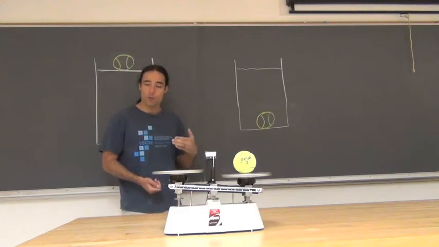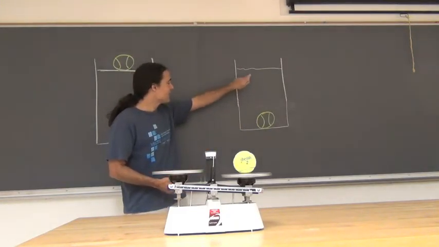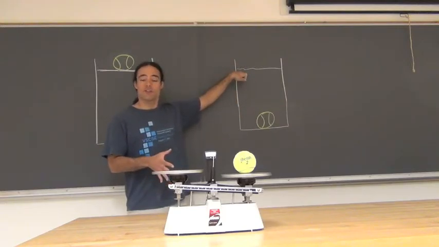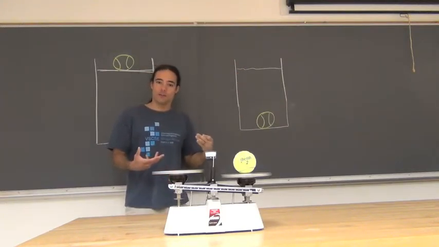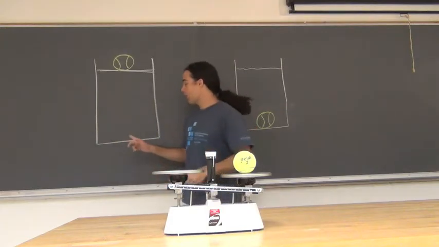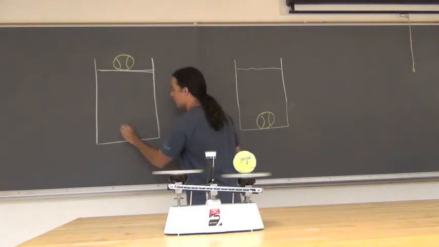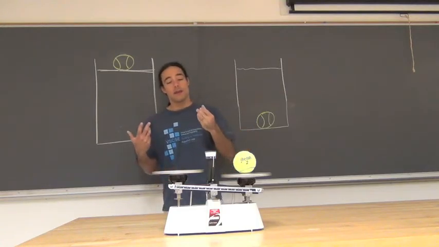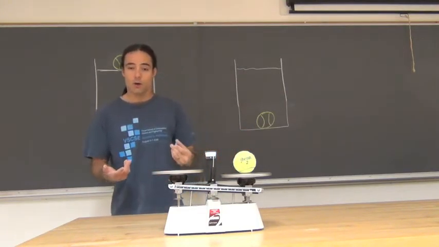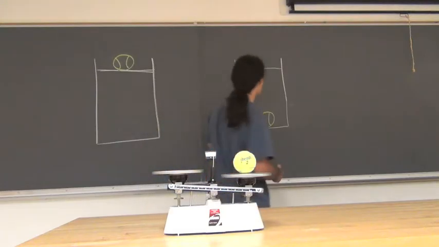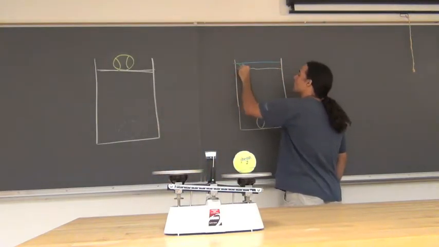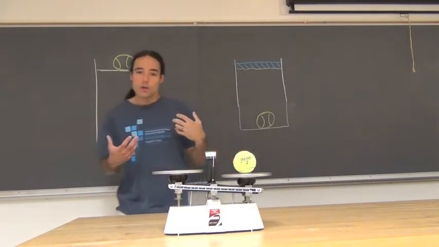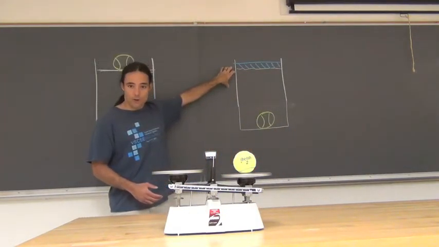However, the tricky part with a fluid is that as soon as the tennis ball goes down, the height of the water doesn't stay the same. Water needs to go somewhere. I can't just put the tennis ball here because there was water there, and that water needs to go somewhere. In the case of submerging a tennis ball, the only place it can go is up. So I've raised the height of the water here.